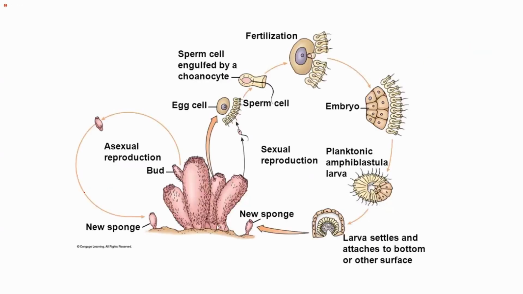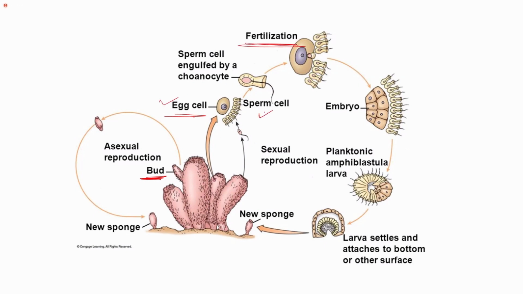This is a figure. You can see there. Here, the asexual reproduction budding is being shown. Here, the egg cells are being formed, and these sperm cells are engulfed by the choanocytes. Here we have shown the sexual reproduction, where the fertilization between the egg cells, that is the ovum, and the sperm takes place.